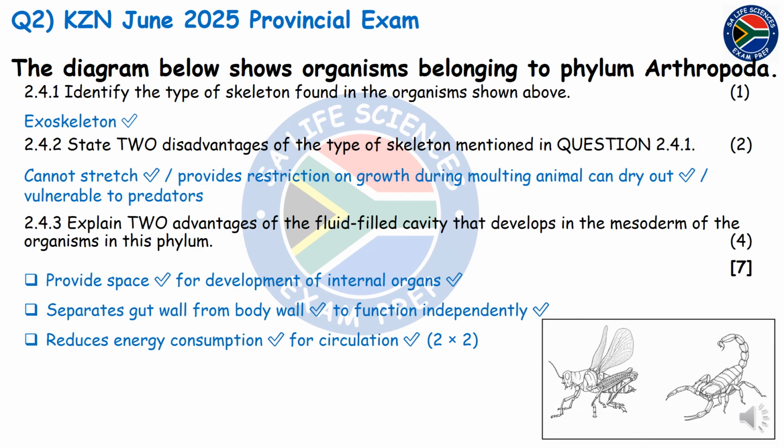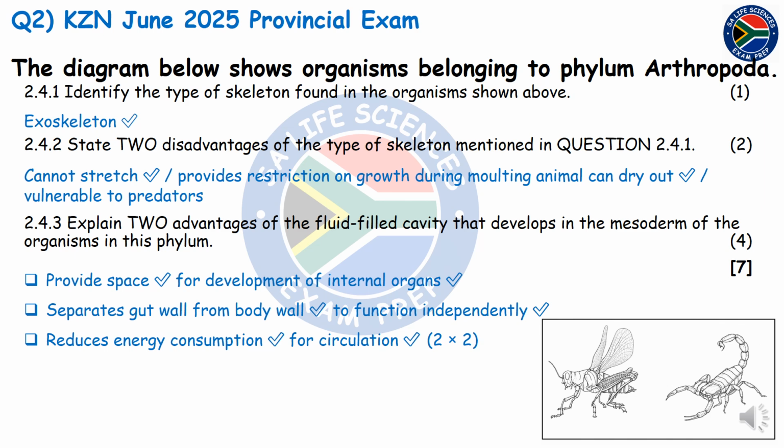Question 2.4.1 asks you to identify the type of skeleton found in the organisms shown below. That would be an exoskeleton. Remember that an exoskeleton is found in arthropods, a hydrostatic skeleton is found in cnidarians as well as earthworms.